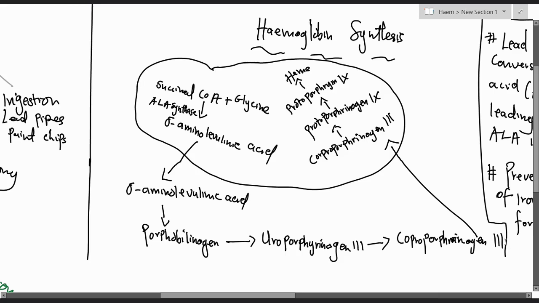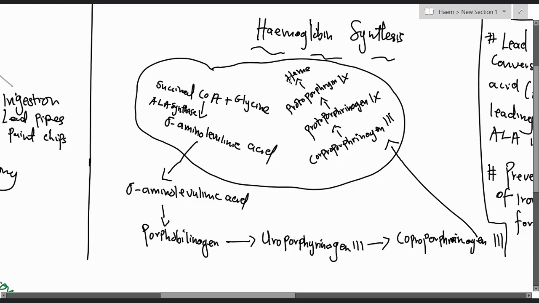Coproporphyrinogen III. Then it moves back into the cell. Then coproporphyrinogen III forms protoporphyrinogen IX. Then protoporphyrin IX. Then heme. So that is basically the hemoglobin synthesis, or the heme synthesis.